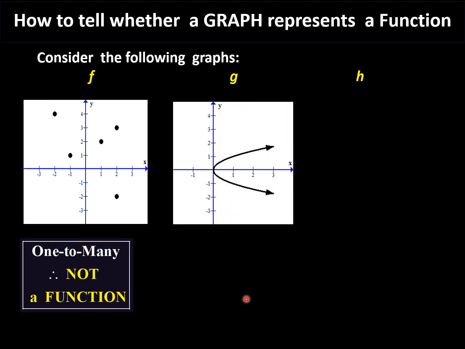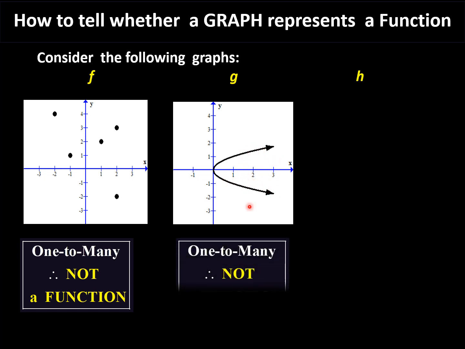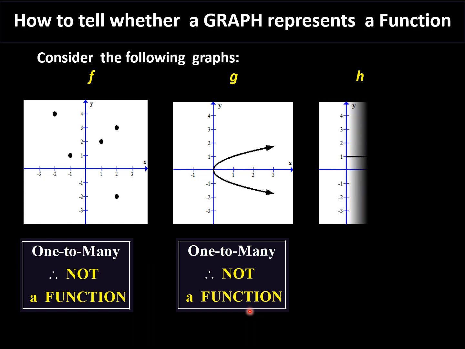Let's look at this one. If I look at 2, I have a positive output and a negative output. If I have 1, I get a positive and a negative. Although at 0, I just have 0, other parts of it give me one-to-many there. And one-to-many indicates to me that it will not be a function.